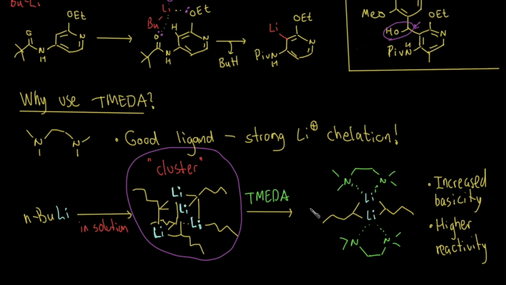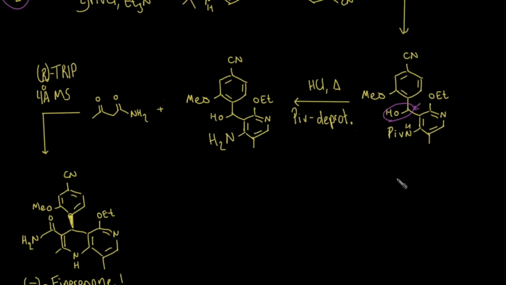So TMEDA is used for alkyl lithium reagents. In Grignard reactions, the addition of lithium chloride is quite often seen. Additives like TMEDA and lithium chloride are commonly referred to as cluster busters because they break apart these oligomers in solution and create more reactive species. So let's move on. Here we go.